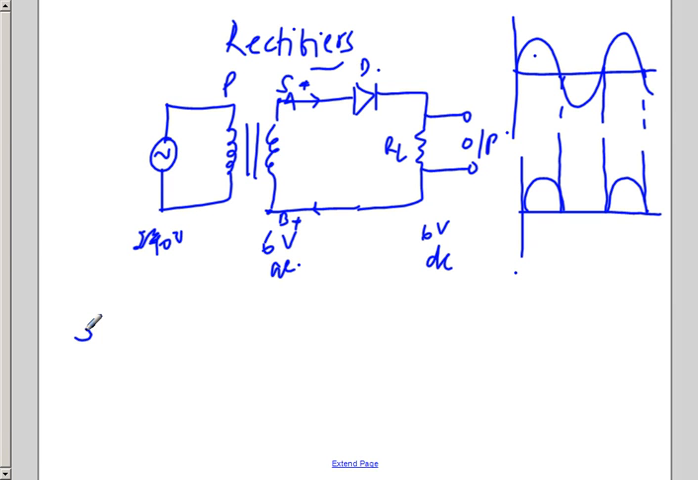So here, if you see, for the first negative half cycle there is no current at the output. You only get an output when you have a positive half cycle. For every negative half cycle, there is no output. So this is called a half wave rectifier.